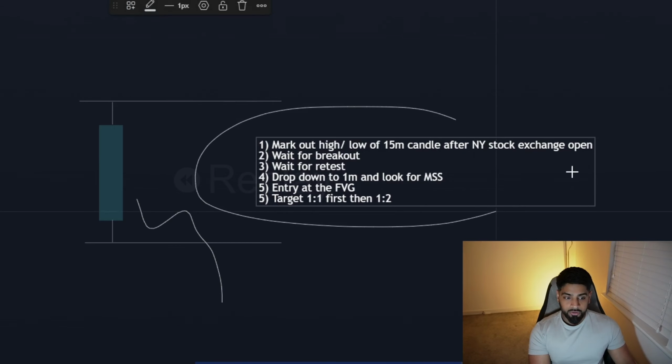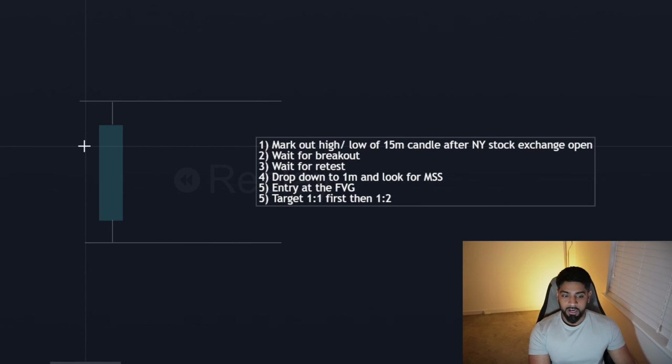Now, we've got our trading plan. We've got the theoretical side of how we're going to trade. And the last thing we need to do is figure out on what pair we are going to trade this on.